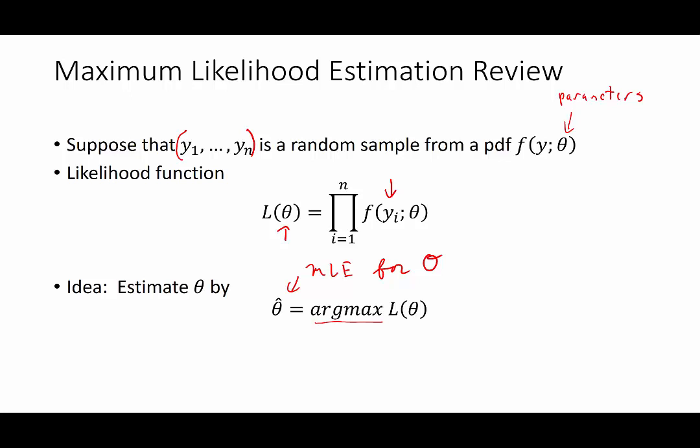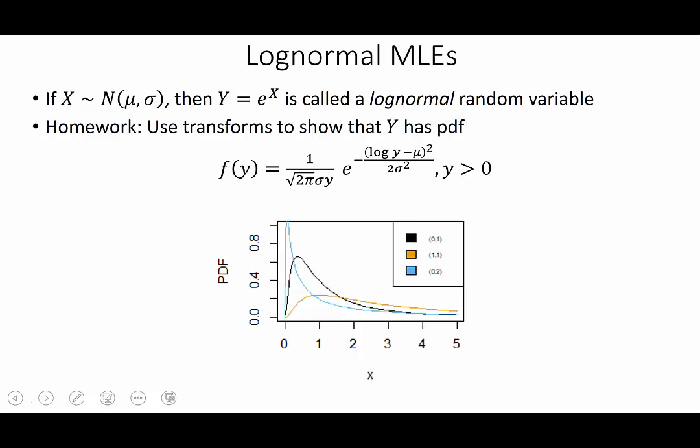Now, we've done the MLEs for the gamma and the Weibull distribution, so I'll be going over those quickly in review. But we have not looked at the log normal distribution yet in this class, and so I wanted to take a moment to review where that distribution comes from and also how you go about deriving MLEs for its two parameters.